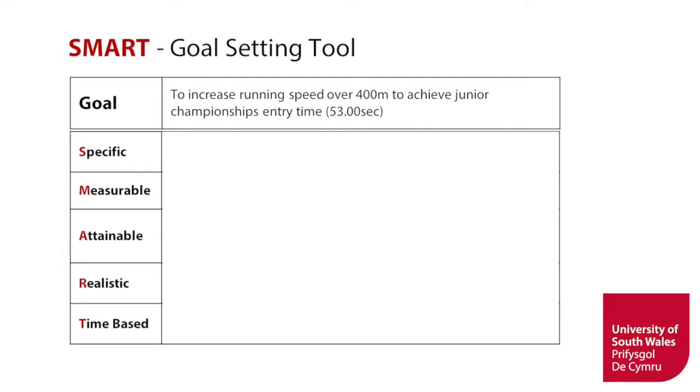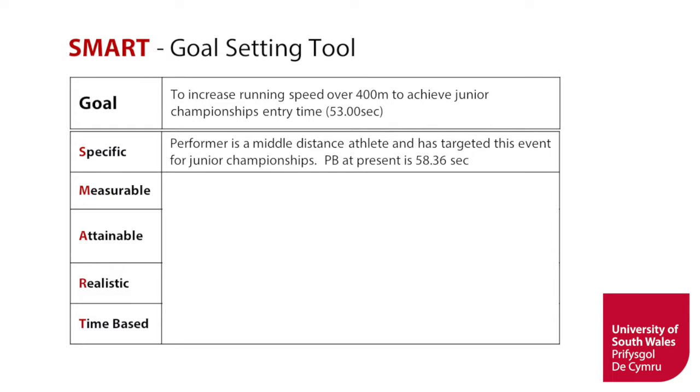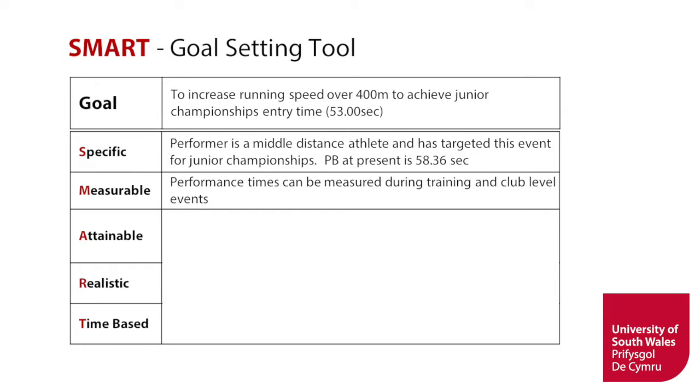So this is very much a sporting one. Obviously, if you're going to set some goals in terms of your study skills and how you're working, it's going to be very different to this. But the goal is to increase running speed over 400 metres to achieve a certain time for a competition. So, specific, the performer is a middle distance athlete and is targeting this event for junior championships, and PB is the current present score. So, measurable, performance times can be measured during the training and club level events.